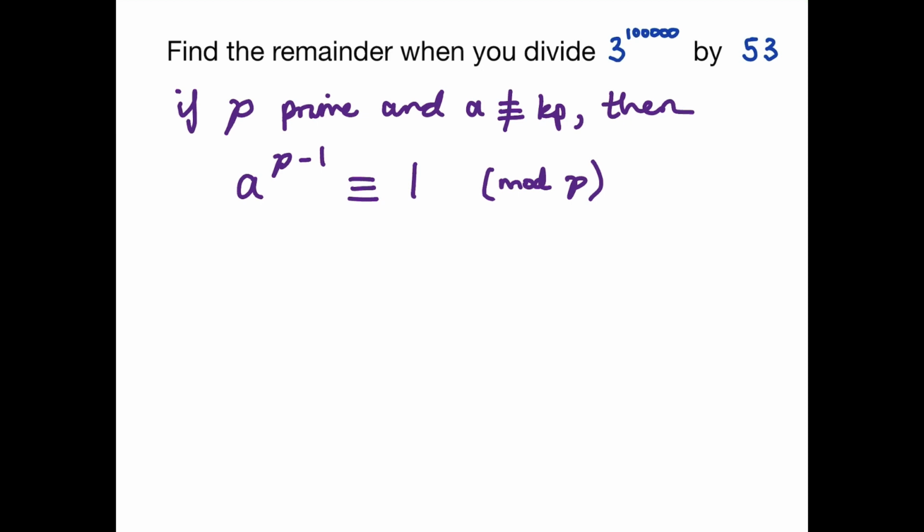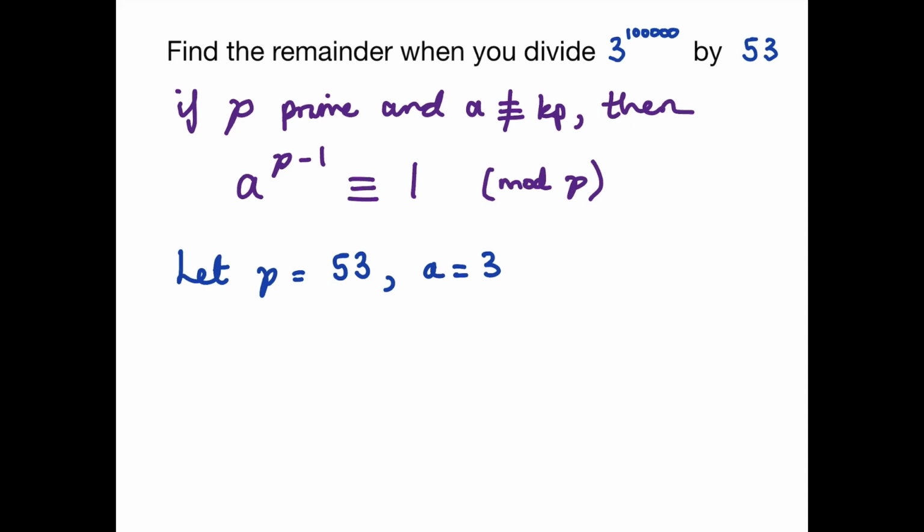So, back to the question. Let's find the remainder. We first need to choose our P. This is going to be 53. What do you think our A will be? It's going to be 3. And A is not a multiple of 53, so it's okay, we can use Fermat's little theorem.